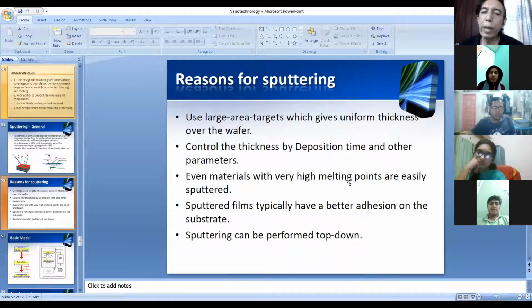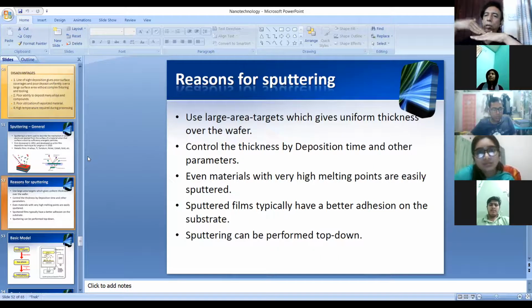Even materials with a very high melting point are easily sputtered. We don't require heat. Say, for example, a material requires 1500 degrees centigrade to evaporate. We don't require 1500 degrees centigrade temperature. We just sputter a beam of ions or a beam of material onto the surface of that material, and it will lose material to form a thin film.